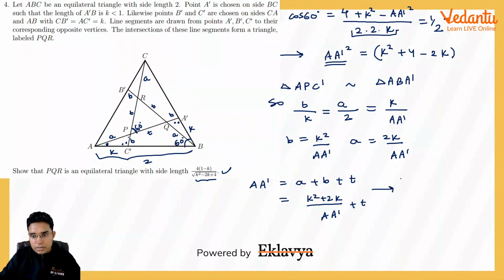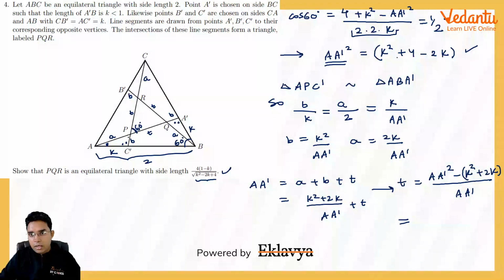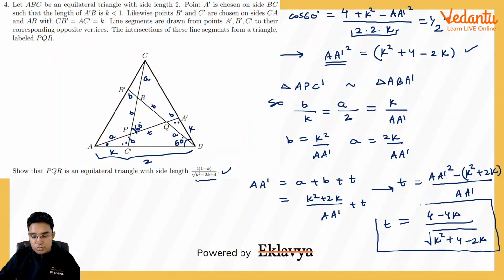From this the value of T would be, this will go that side, I think we will be getting AA dash square minus K square plus 2K after taking AA dash to be the LCM. It can be verified, this will be going that side. So AA dash square minus this thing, and AA dash square is this. So if I put this value here, K square minus 2K, so K square will be cancelled, and we will be having 4 minus 4K in the numerator, and AA dash is under root of K square plus 4 minus 2K. AA dash is this, and that is what we are looking for. I think this completes the solution of this question.